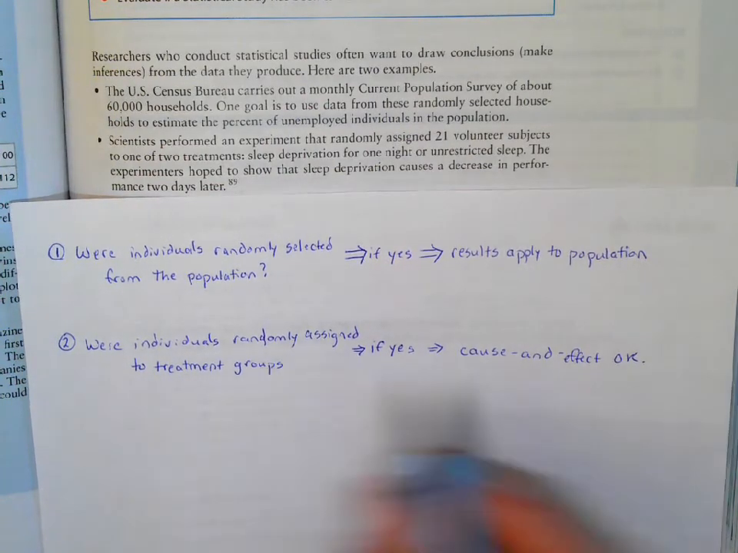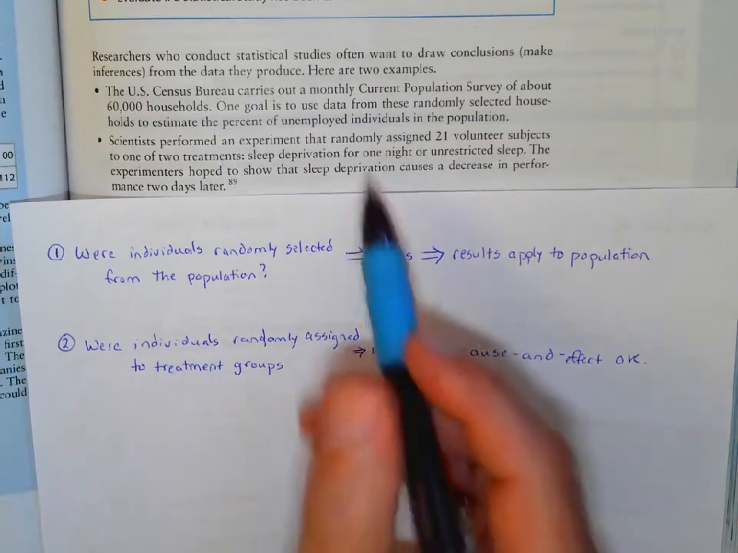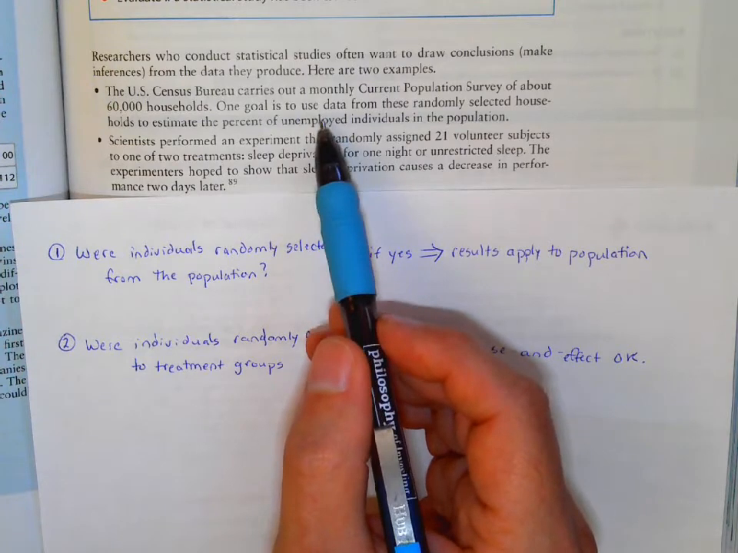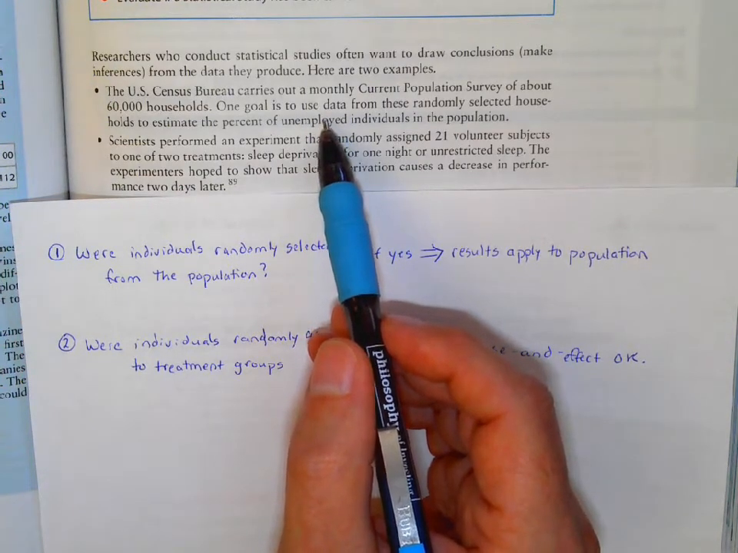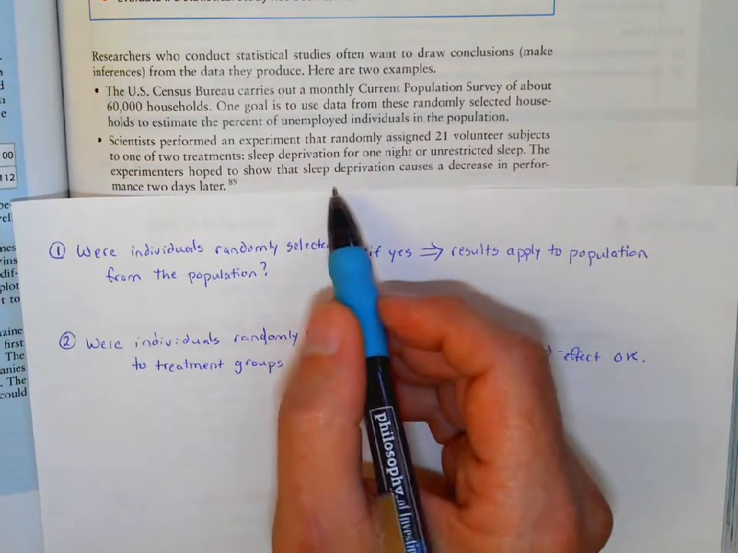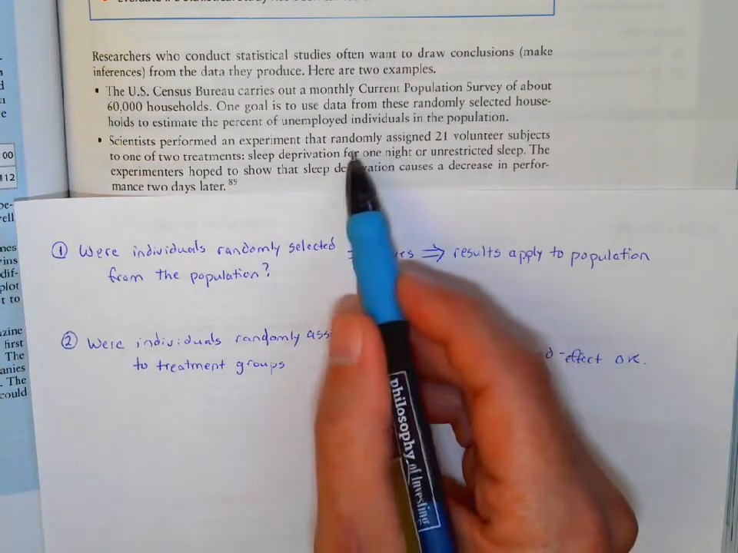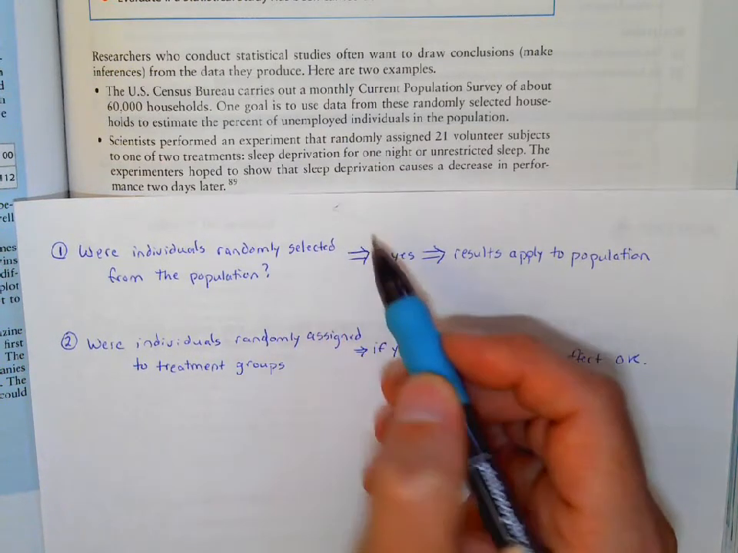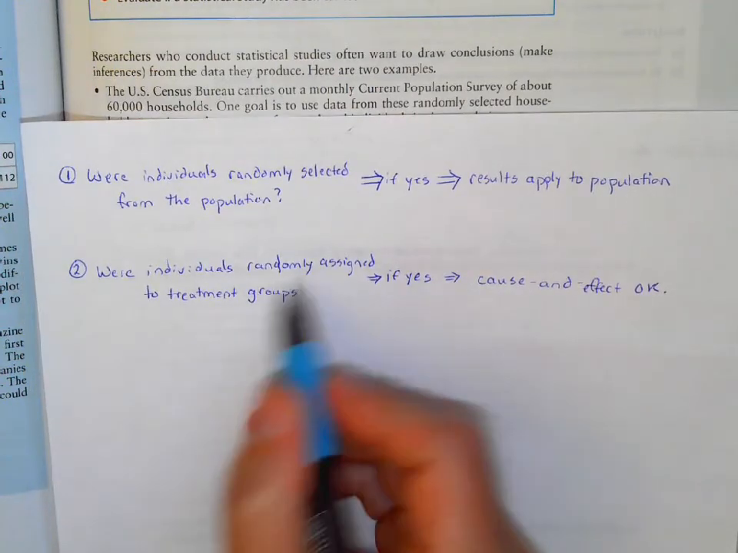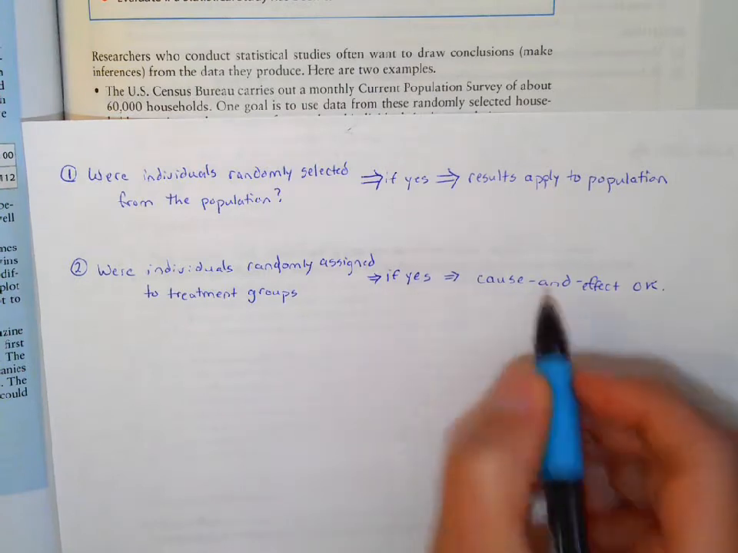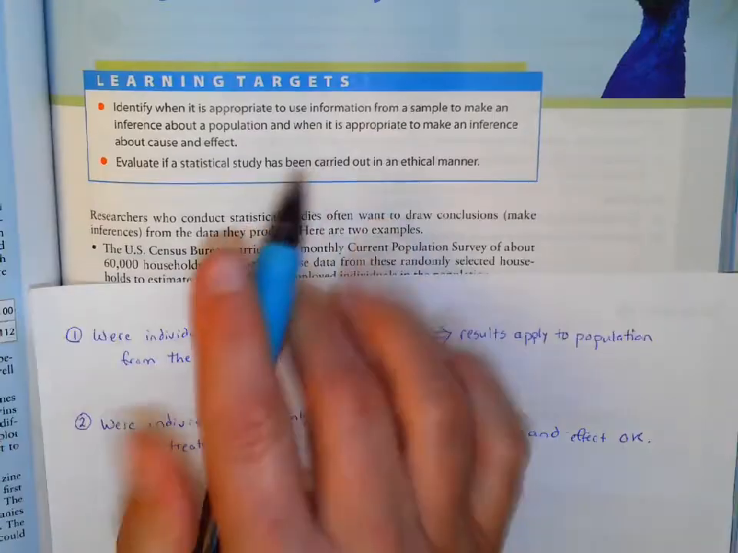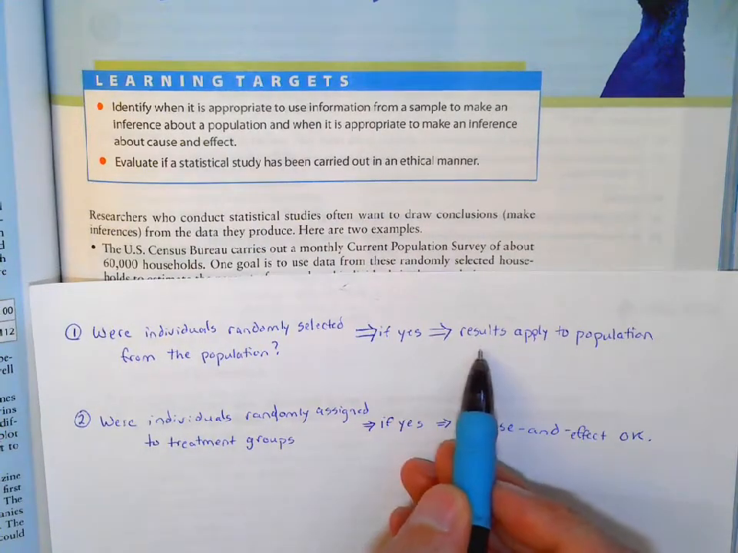The second one, can I have cause and effect? That doesn't necessarily apply to the first one because we don't really have treatments there. But if you look at this one, they randomly assigned 21 volunteers to one of two treatments, either those that had sleep deprivation or those that didn't. Since they were randomly assigned to a treatment group, then yes, we can have cause and effect. So that's the basic idea of this first idea. Can we apply it to the population? Can we have cause and effect? Okay, so some examples.